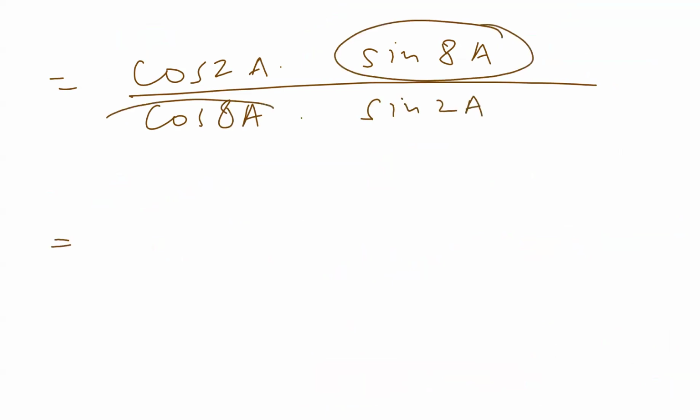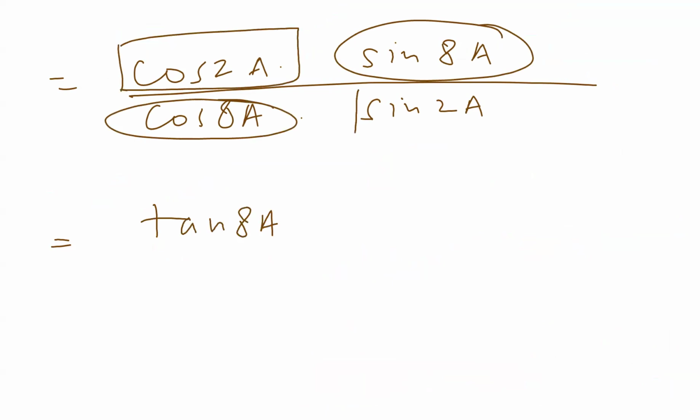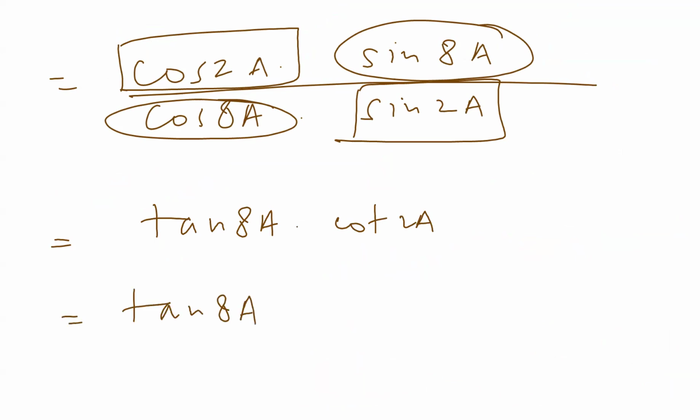Now sin 8a upon cos 8a is tan 8a, okay, and cos 2a upon sin 2a is equal to cot 2a. Take cot in the denominator, so this will be tan 8a. Send this in the denominator, so that will be tan 2a because cot and tan are reciprocals of each other. So this is equal to your RHS. Fine.